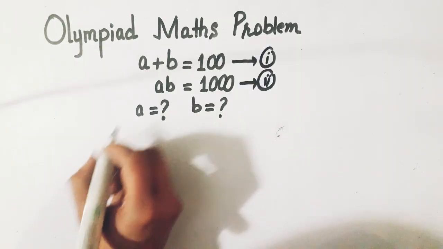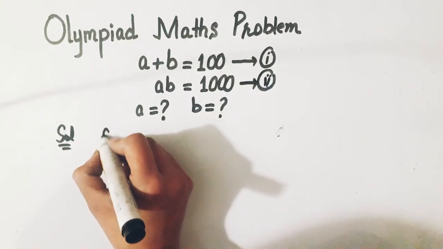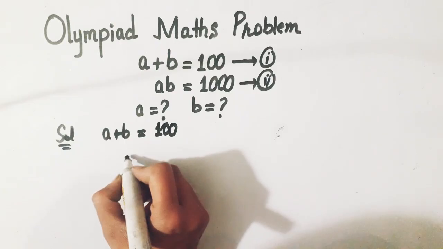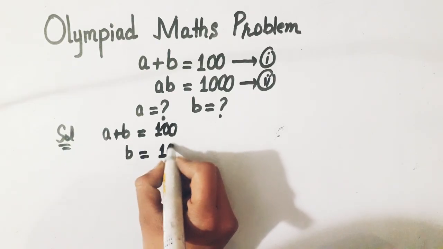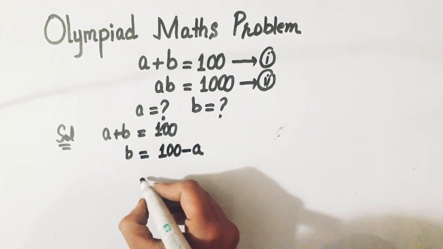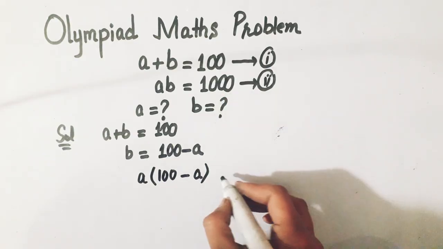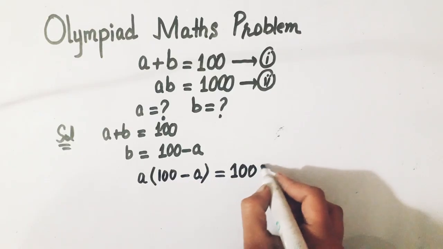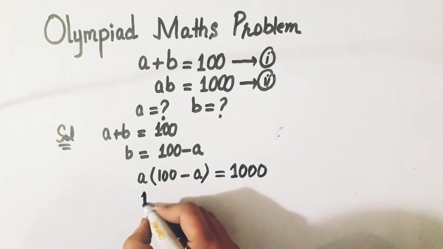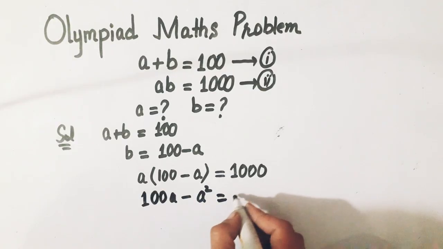Now we will solve from equation 1. So we write a plus b equals 100. What will be the value of b? b equals 100 minus a. Now we will substitute this value here. So a into 100 minus a equals 1000. Then we will multiply this. So a into 100 is 100a minus a square, and this equals 1000.